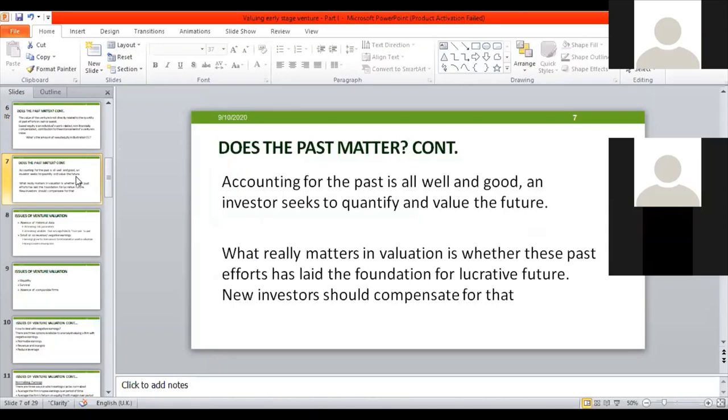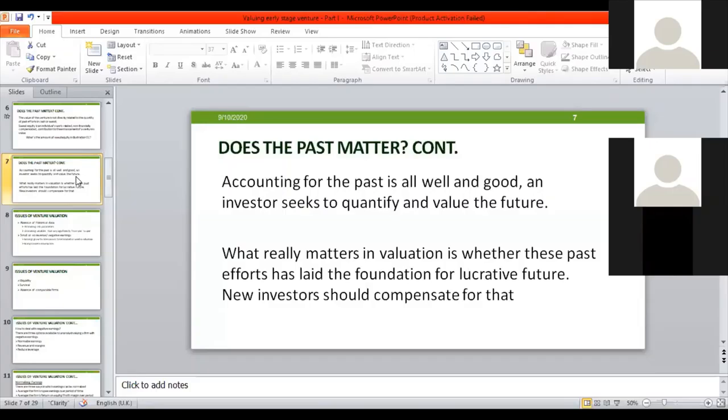So counting for the past is all well and good. An investor seeks to quantify and value the future. So as I have told you, past efforts lay the path to the successful business. Actually, based on the past efforts, it will impact the success of the business. Like, for example, the product development, then building a brand name is very important for the future of the business. So these past efforts are indirectly related to the value of the business, but not directly related to the value of the business.